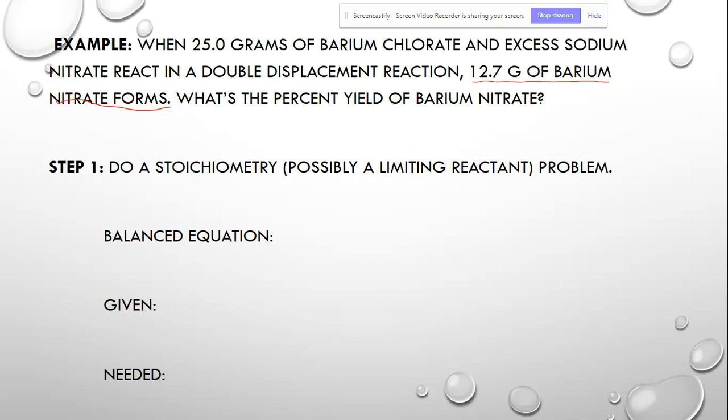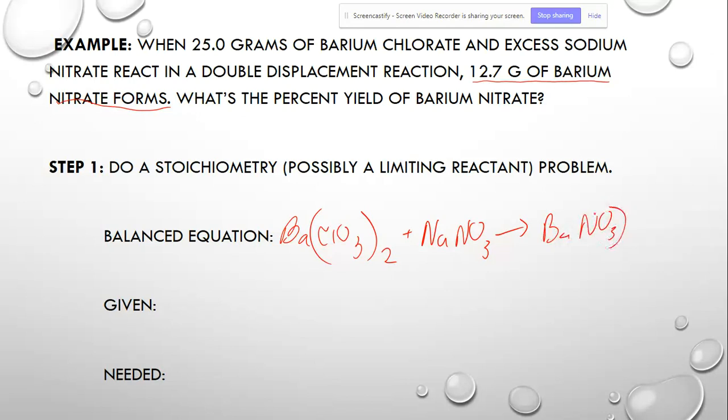So the balanced equation in this case is barium chlorate, Ba(ClO3)2, and sodium nitrate, NaNO3, becomes barium nitrate, Ba(NO3)2, and sodium chlorate, NaClO3. And so that's a 2, and that's a 2. That's what you get.